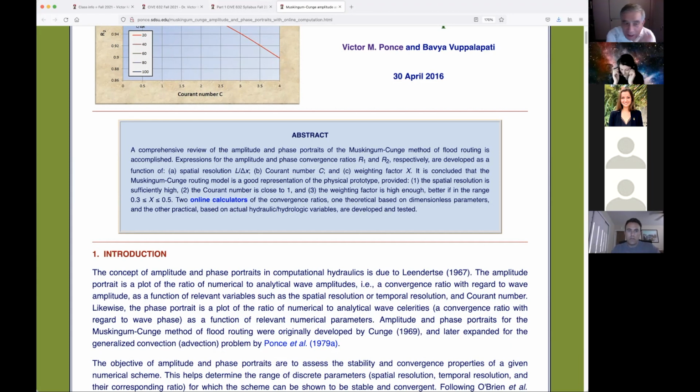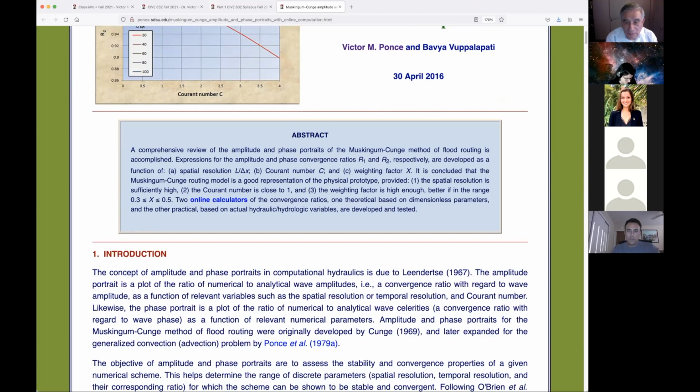So it is concluded that the Muskingum-Cunge is a good representation of the physical prototype, provided that the spatial resolution is sufficiently high. I already said that the other day. You should shoot for 100. Why? Because you have the computers that can do it. No longer is it good to choose 20 or 30. It's too short.